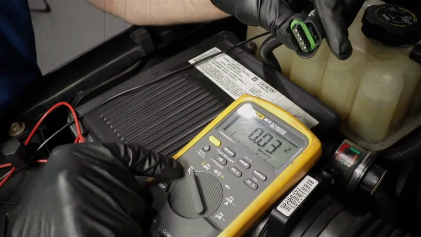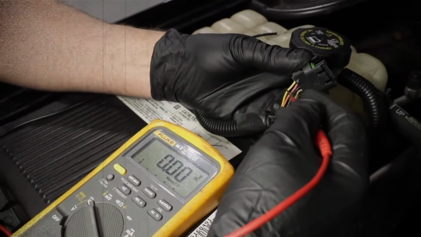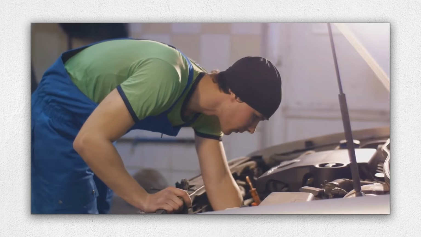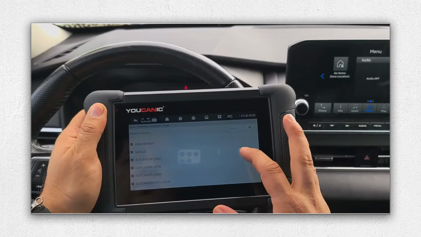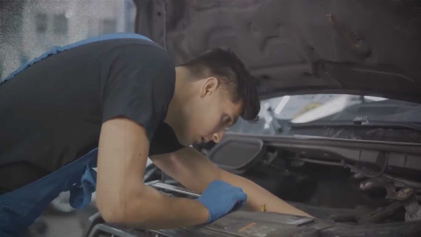If cleaning doesn't help, inspect the electrical connectors for corrosion and measure voltage supply. Still having problems? That's when it's time to visit a professional mechanic. They can read error codes, analyze live data, and confirm whether the MAF sensor truly needs replacement or if another component is at fault.